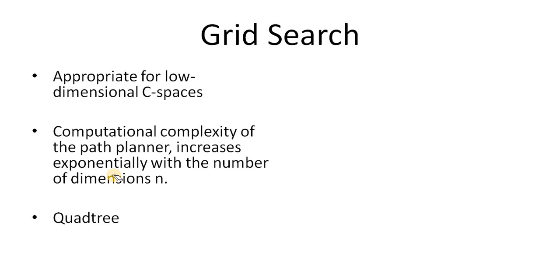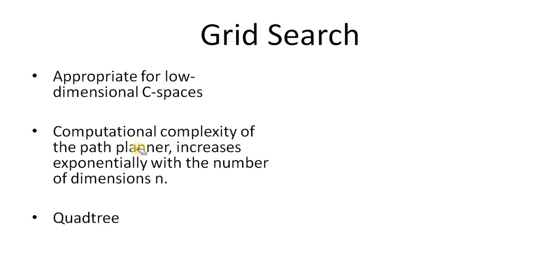Okay, so grid search. What are some advantages and disadvantages of grid search? So grid search is appropriate for low dimensional configuration spaces. I mean, if the dimensions are fewer, if the robot has, for example, fewer angles, fewer motions, or fewer degrees of freedom, then grid search is useful. But if the robot has a high dimensional configuration, then these kinds of algorithms are not suitable.